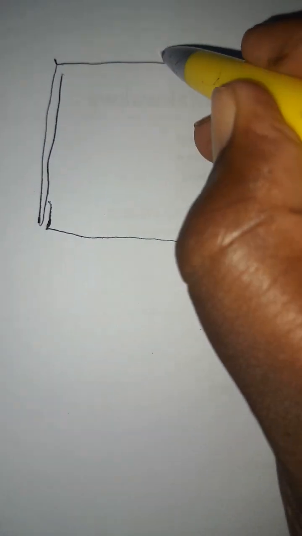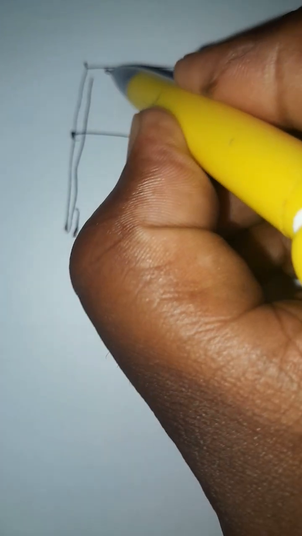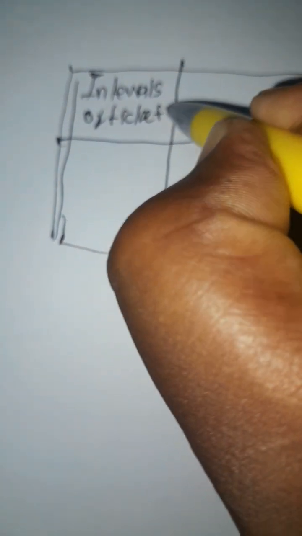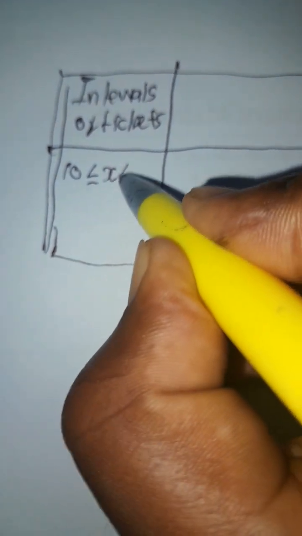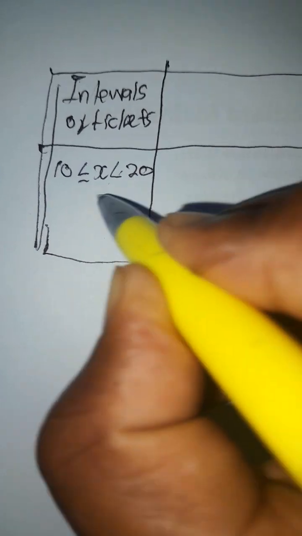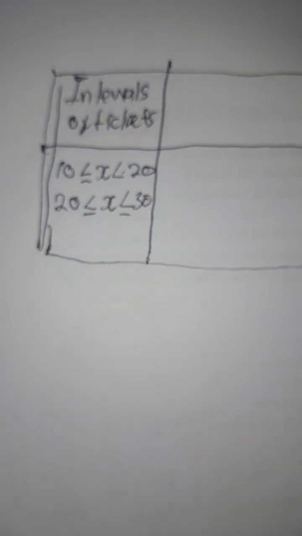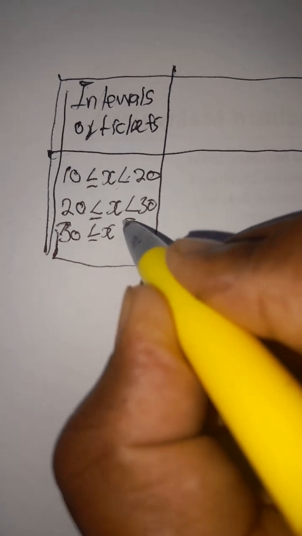But let's put that into practice. Well, let me just draw this table. Yours will be accurate, guys, so you will forgive me. Here it's intervals of tickets. We have 10, 20, 30 and 40, just to add the one that is missing.